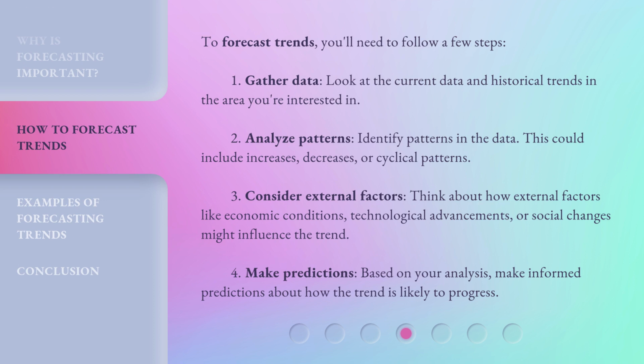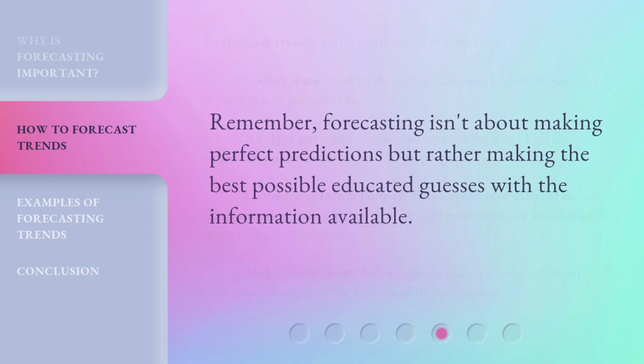3. Consider external factors. Think about how external factors like economic conditions, technological advancements, or social changes might influence the trend. 4. Make predictions. Based on your analysis, make informed predictions about how the trend is likely to progress. Remember, forecasting isn't about making perfect predictions but rather making the best possible educated guesses with the information available.